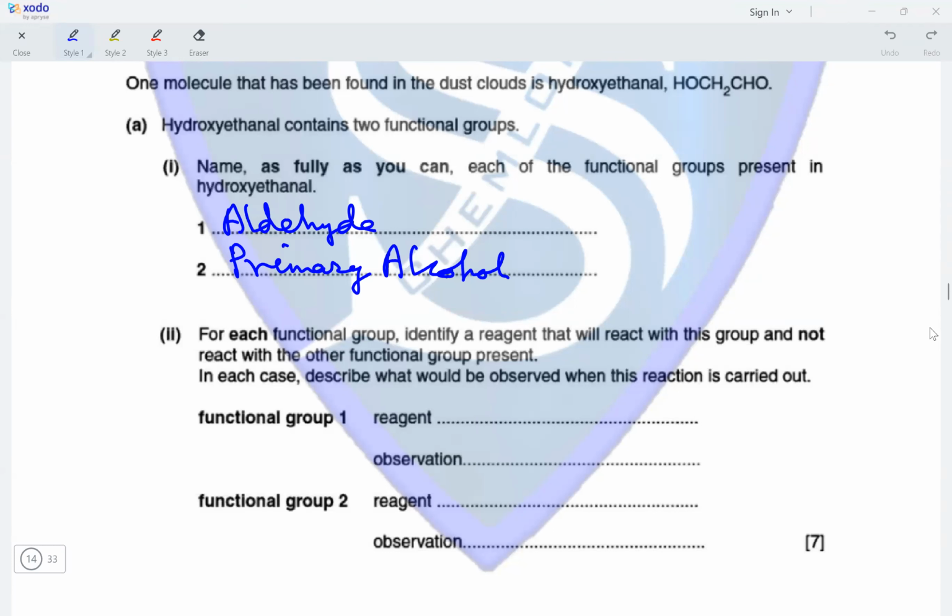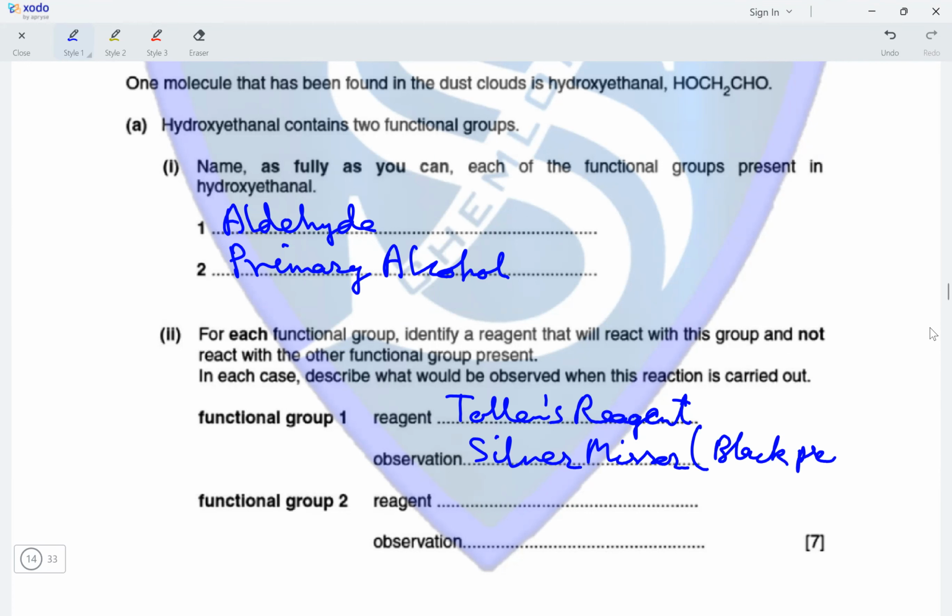For each functional group, identify a reagent that will react with this group and not react with the other functional group present. In each case, describe what would be observed when this reaction is carried out. So the first functional group mentioned is an aldehyde group. In order to test for an aldehyde group, we would use Tollens reagent, and we would have formation of a silver mirror or a black precipitate, and this would be a positive test for the presence of the aldehyde group.